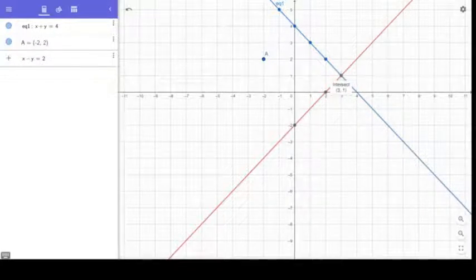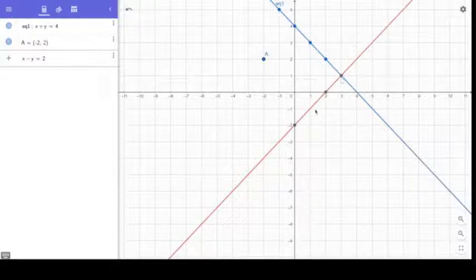Now this point, what do you take? 3 comma 1. 3 comma 1 will satisfy both the equations. Here x is 3, and 3 plus 1 is equal to 4, so x plus y equal to 4 is satisfied. For x minus y equal to 2, 3 minus 1 is also equal to 2. So both these lines intersect at the point 3 comma 1, which is a solution of both the equations.